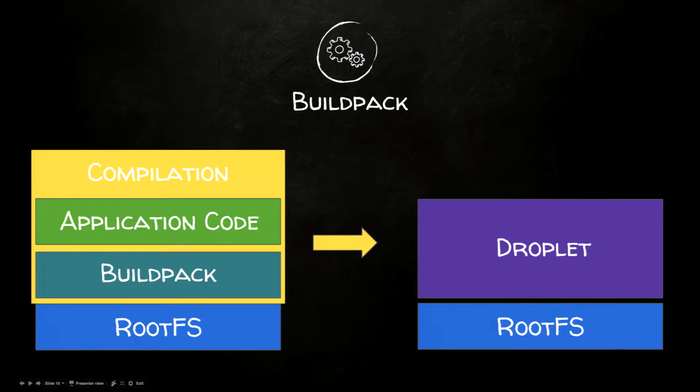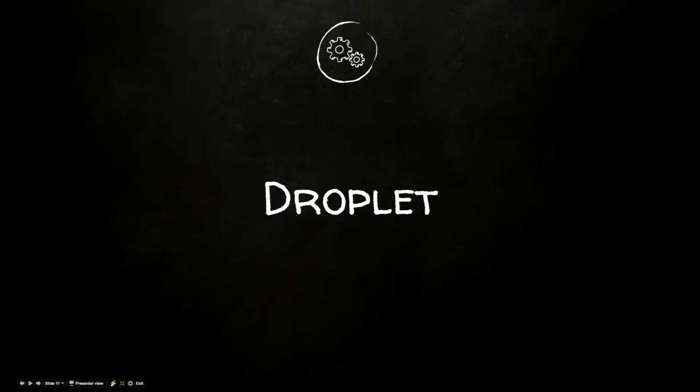Every time you push code to Cloud Foundry, Cloud Foundry will create a container based on a root file system. We'll unpack inside the container the build pack and your application code. You will then execute the build pack, and that will create a droplet. A droplet is nothing else but the compiled application.